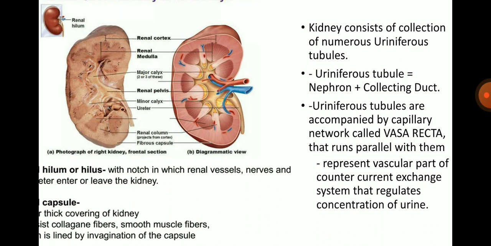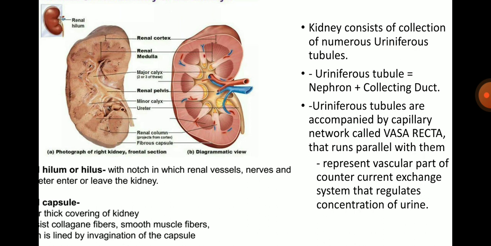So once again, in this particular slide, you can see the internal anatomy of the kidney, which I have just explained. There is an area called the hilus, with a notch-like appearance, in which the renal vessels, nerves and the ureter enter or leave the kidney. There is a covering of capsule which is thick and is made up of collagenous fibers and smooth muscle fibers. Apart from that, I even said that the kidney is composed of two main regions, the outer cortex and the inner medulla region.